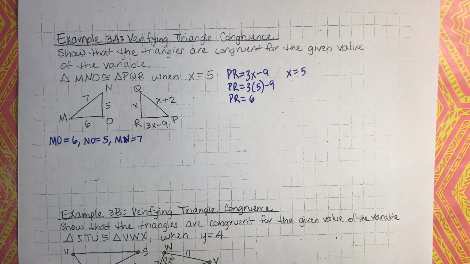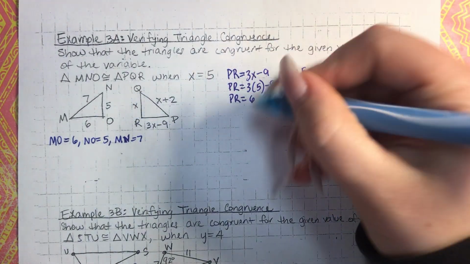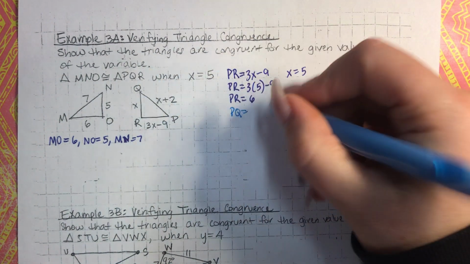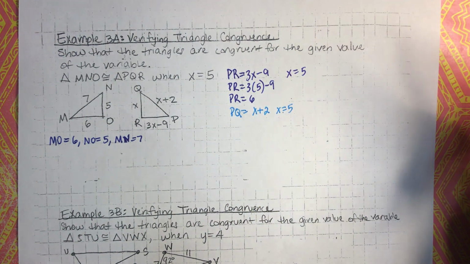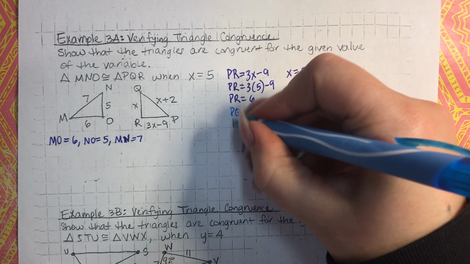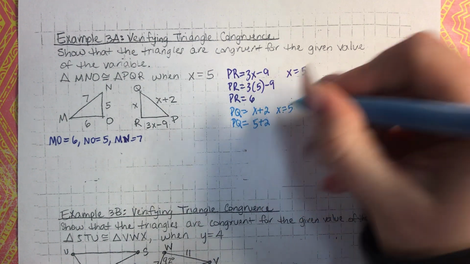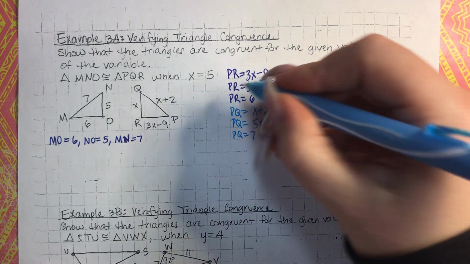Okay, so that's PR. Then we need to determine PQ. So PQ is equal to x plus 2. And we just stick in the 5 there. 5 plus 2, which is equal to PQ, is equal to 7.